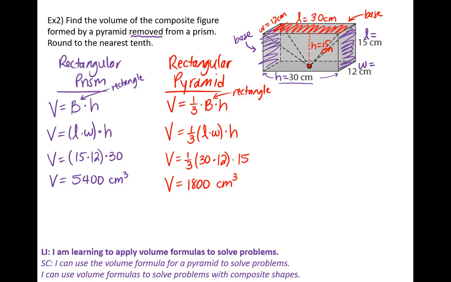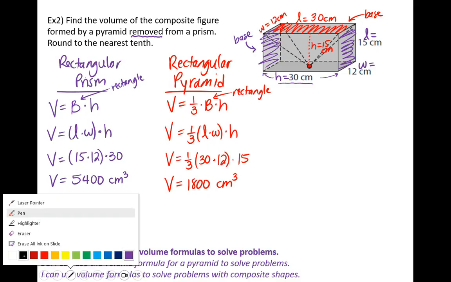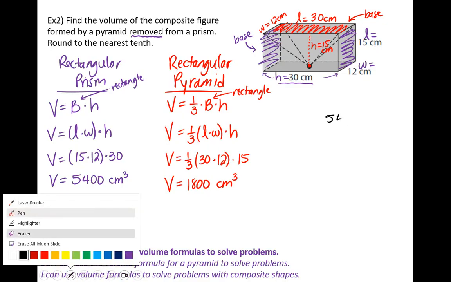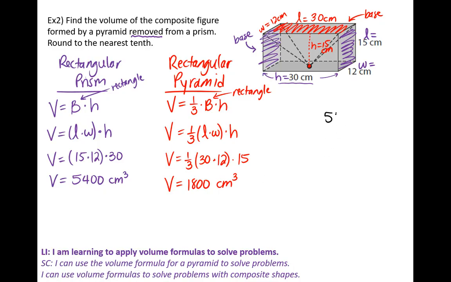And again, this one's a little bit different because that pyramid has been removed. We're actually subtracting. So I'm going to go back to my numbers, and I'm going to do my 5,400, which was the prism. So here we go, 5,400, and I'm subtracting from it the 1,800 that is the pyramid. When I do that, I get my final volume of 3,600. Don't forget your units, centimeters cubed. All right.